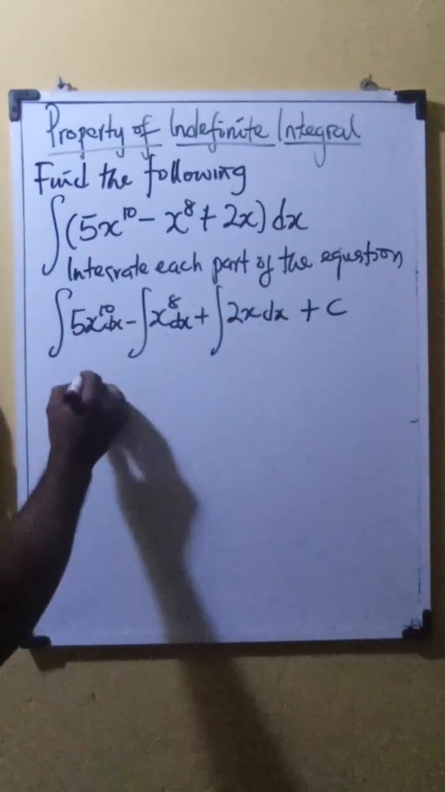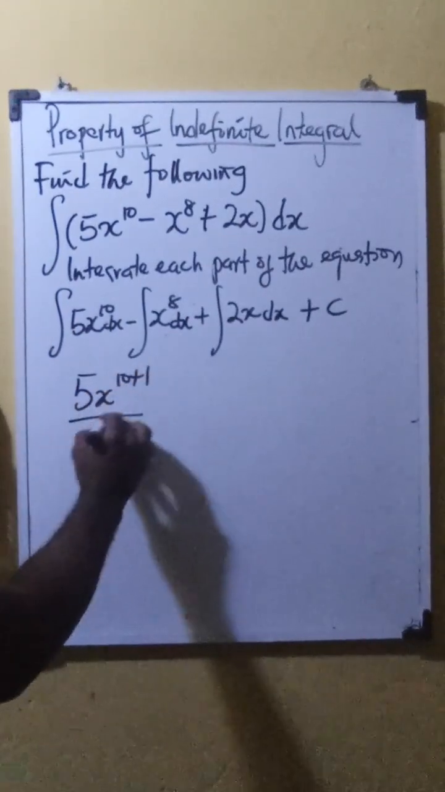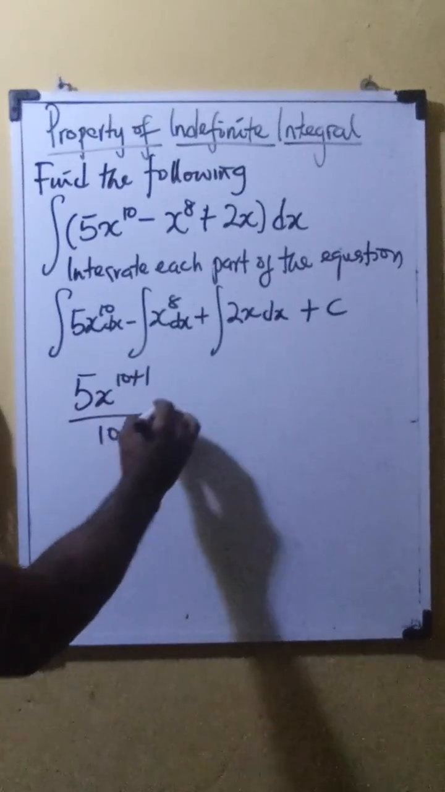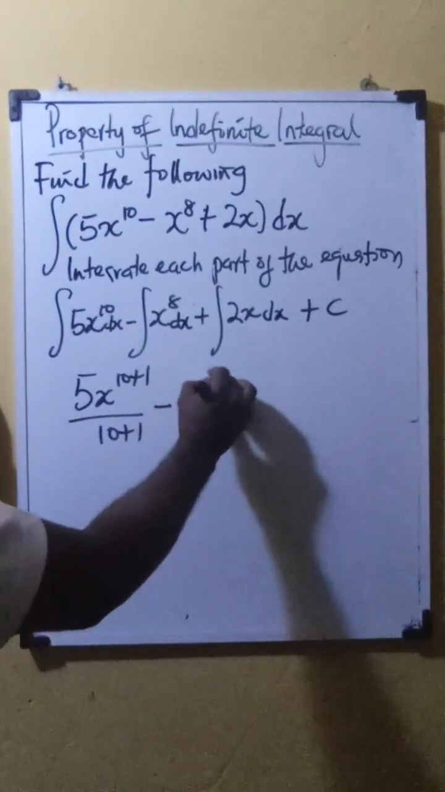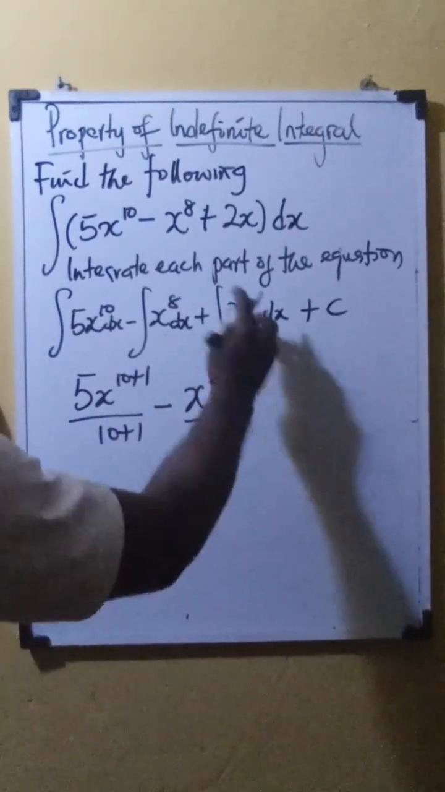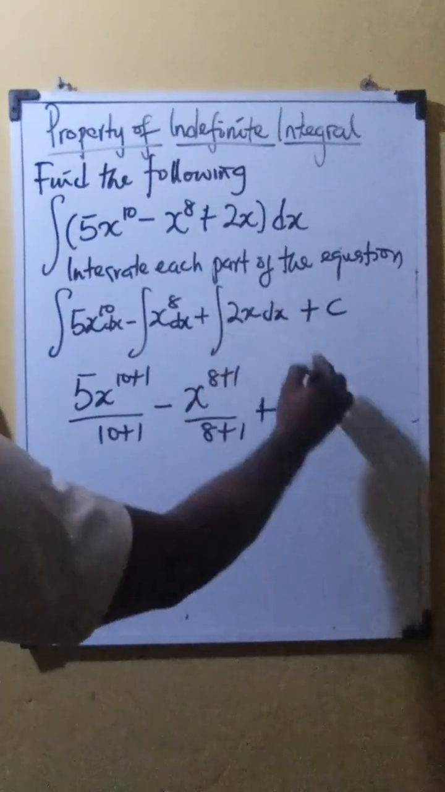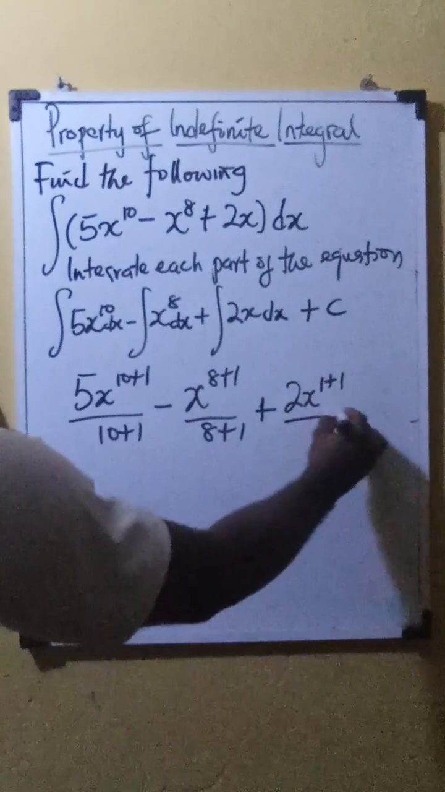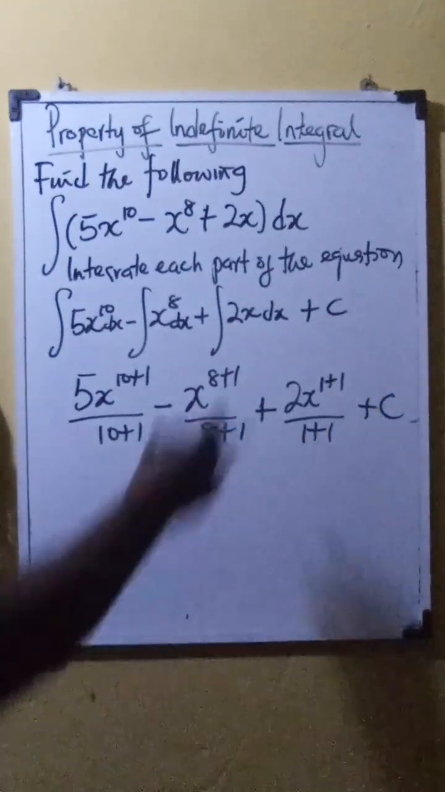We consider the powers. So we do the same thing: x to the 10 plus 1 divided by 10 plus 1, you bring down the minus, then we have x to the 8 plus 1 divided by 8 plus 1. You bring down the plus 2x. Remember, this is 1, so this is x to the 1 plus 1 divided by 1 plus 1, plus c. Here you bring down the c.